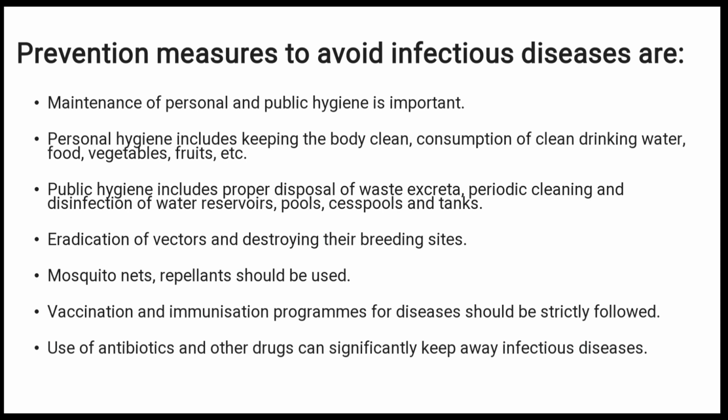Maintenance of personal and public hygiene. Personal hygiene like keeping the body clean and consumption of plentiful water. Then public hygiene means proper disposal of waste, periodic cleaning, disinfection of water reservoirs and pools, then eradication of vectors and destroying their breeding sites. Mosquito nets and repellents should be used. Vaccination and immunization programs for diseases should be strictly followed. Use of antibiotics and drugs can significantly keep us away from infectious diseases.